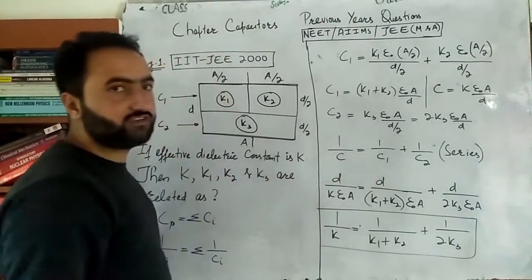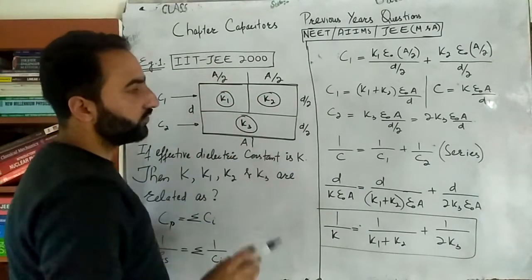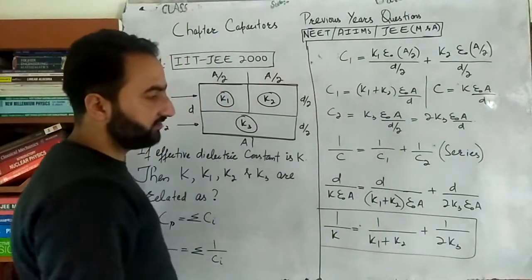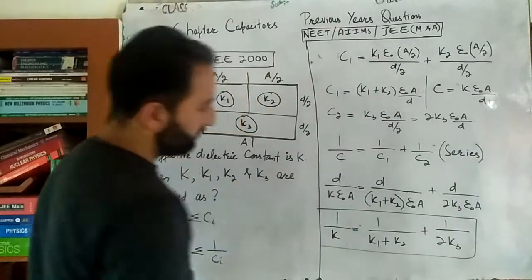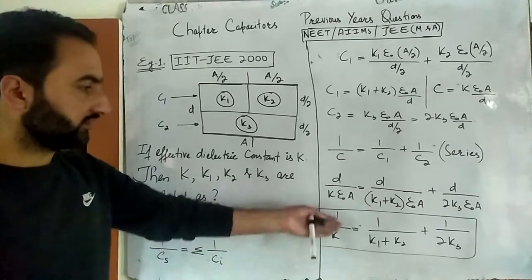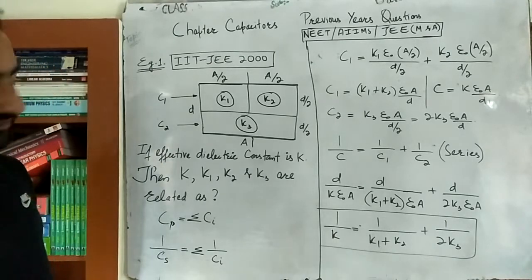This is the equation true for series combination, because this C1 and this C2, they are connected in series. So this is the equation here. Substitute the values of C, C1 and C2. Naturally this D divided by epsilon naught A will cancel on both sides. So we are left with this, and this is the required equation. Okay, so pause screen, write it down.